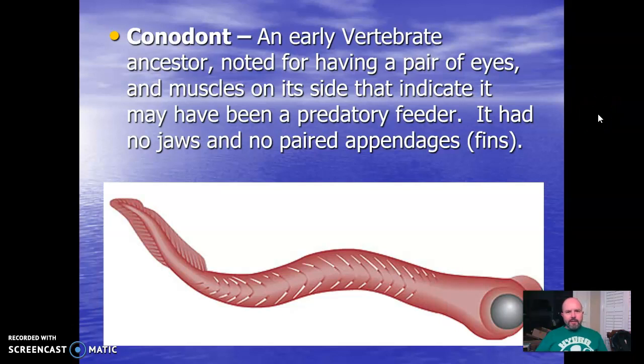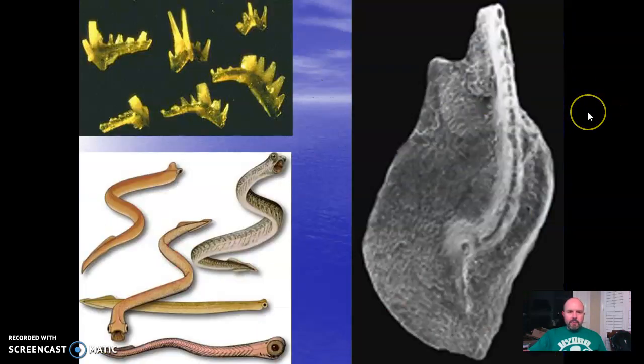He's a conodont. He's an early vertebrate ancestor, notable in that it was a soft-bodied organism. What we know about it is it probably had muscular sides. There's evidence of ridging like muscles on the side. Pairs of eyes, probably a predatory feeder, no jaws or no evidence of paired fins.